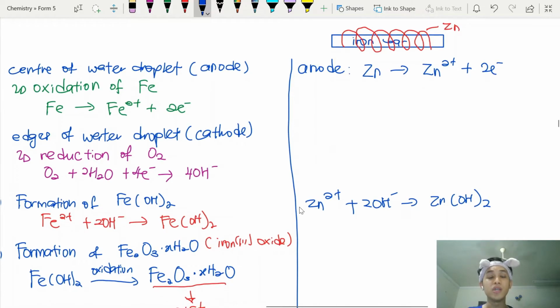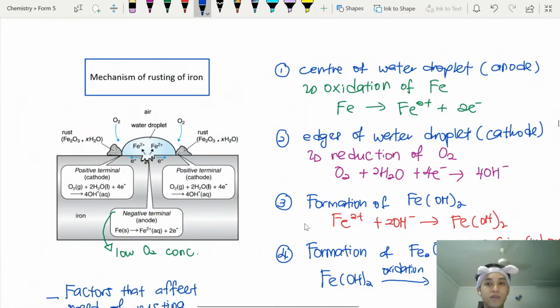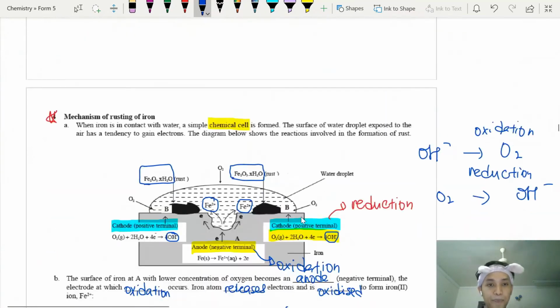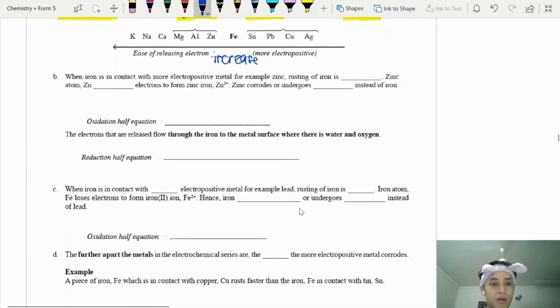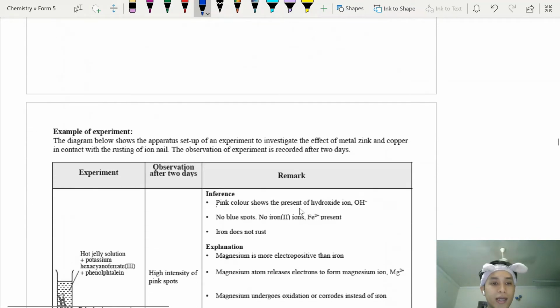That is how we control the corrosion of metal. It's a very, very simple concept. I'm just going to show you an example of the experiment here.